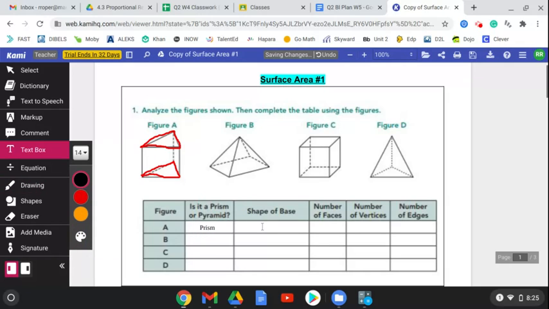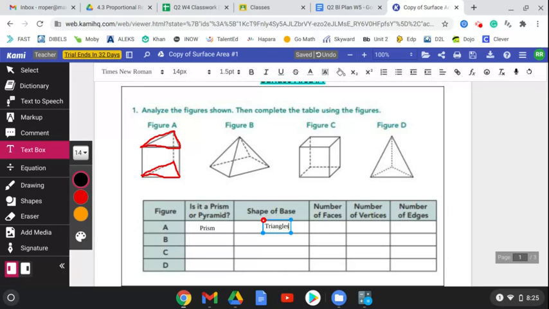Okay, next is shape of the base. We've already identified the shape of these bases on figure A. These are triangles. And so figure A would be a triangular prism. Okay, so next is number of faces.